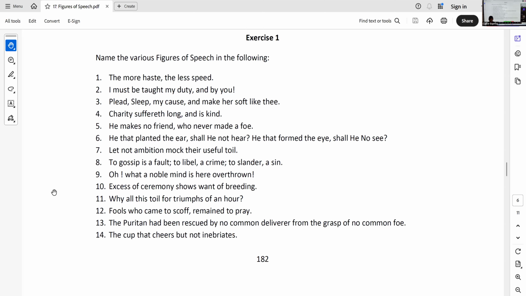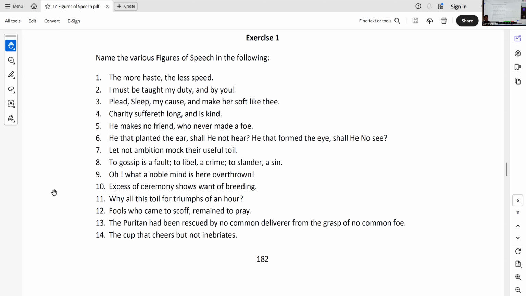Excess of ceremony का मतलब क्या है? I am an अग्रवाल, I am a मारवाड़ी, और हम लोग बहुत बदनाम है एक चीज के लिए. Our big fat weddings, too much ceremony, जिंदगी भर का खर्चा. I so agree with that. So what is this person saying? Excess of ceremony shows want of breeding.